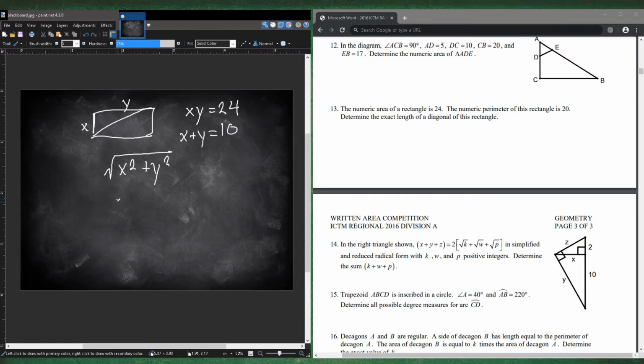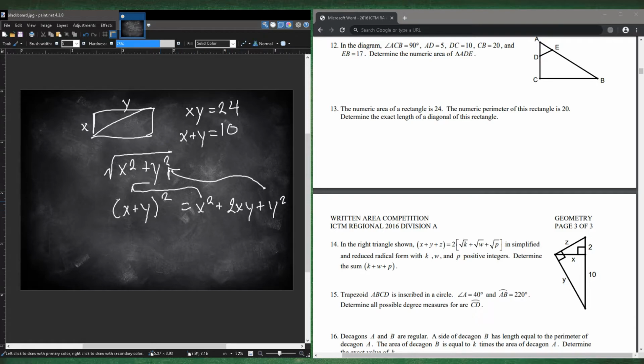So instead of thinking of x squared plus y squared, think of (x plus y) squared in parentheses. That expands out to x squared plus 2xy plus y squared, right? So we have our x squared and we have our y squared. So we need to find our 2xy, but we already know what that is, right? We know x times y is 24.